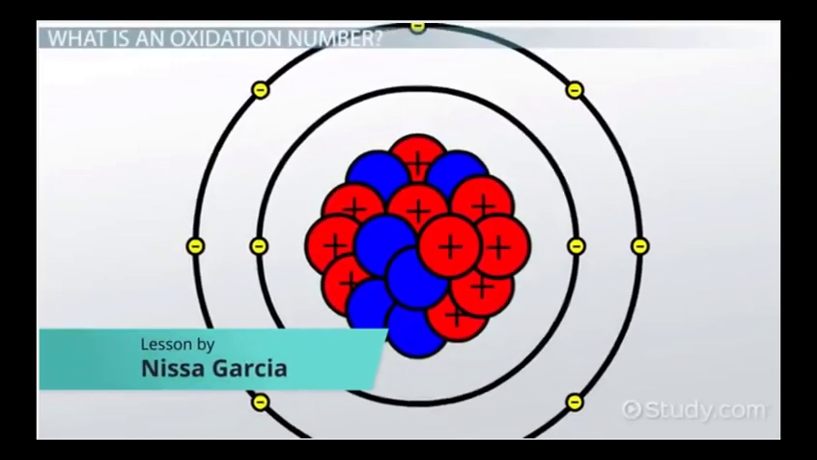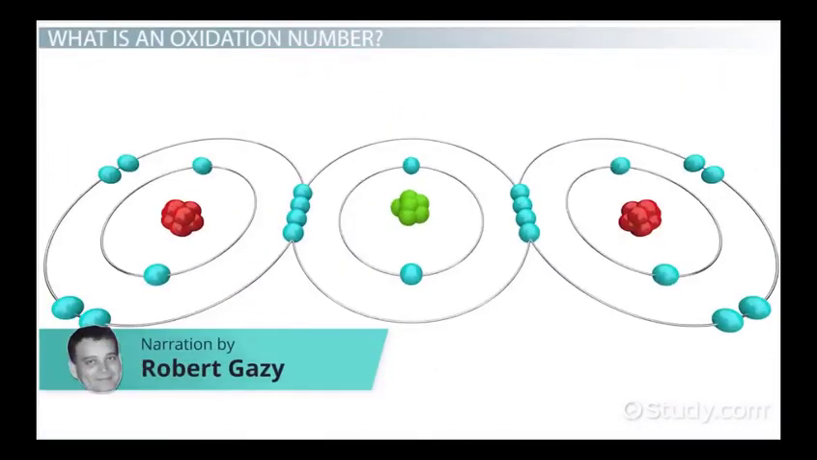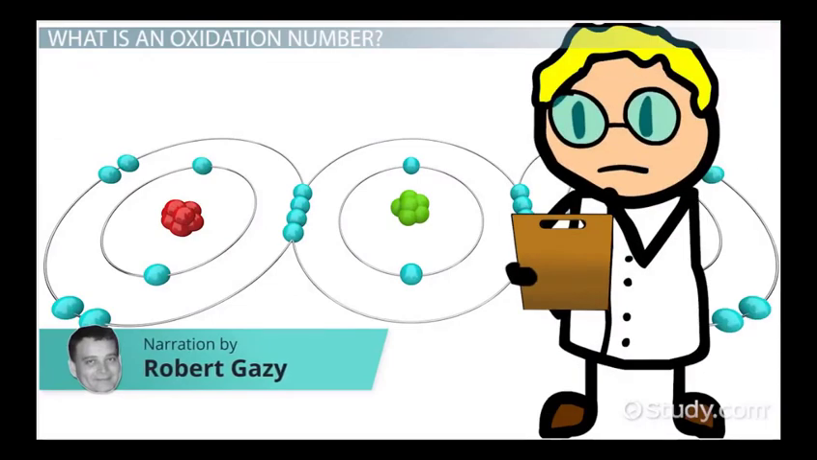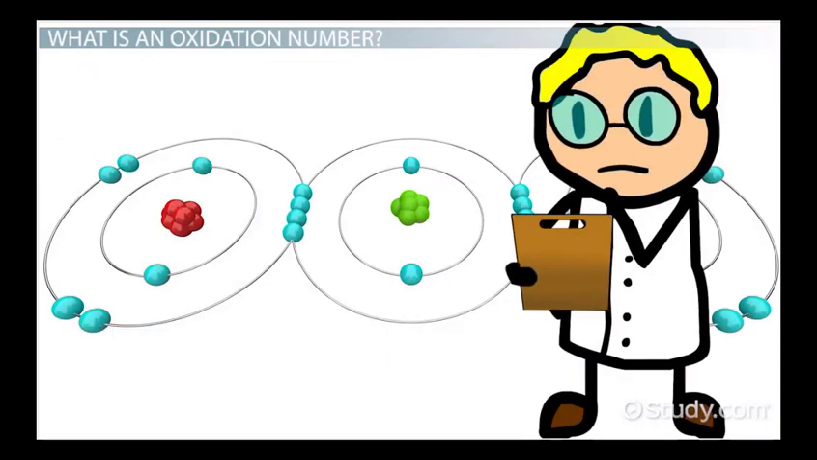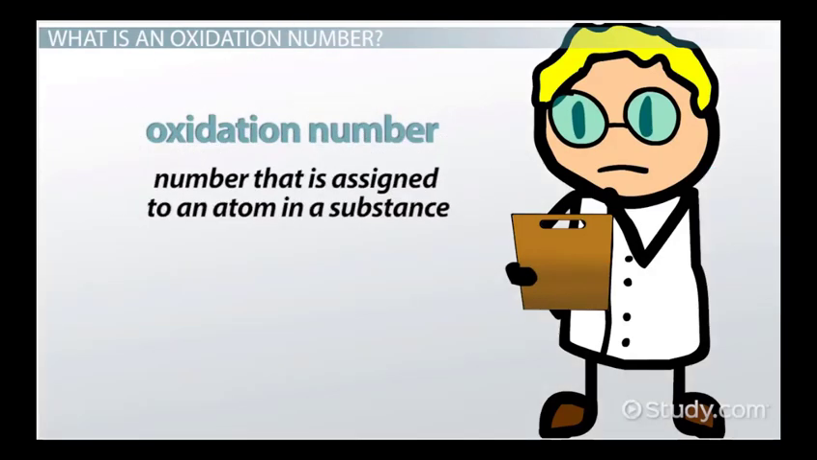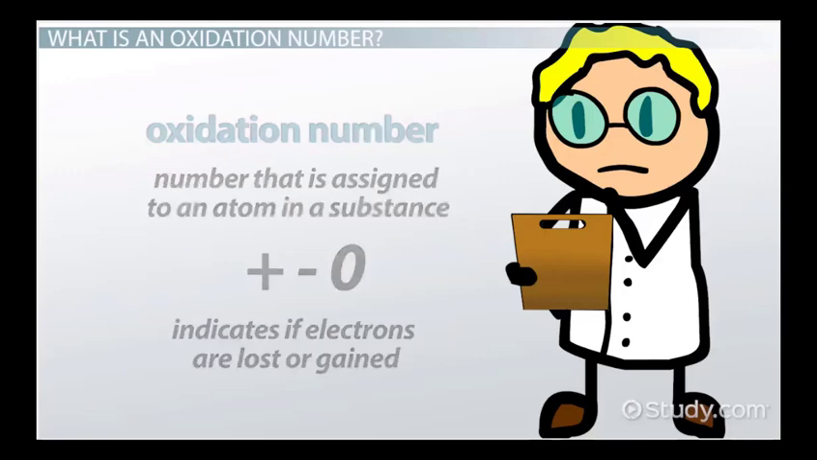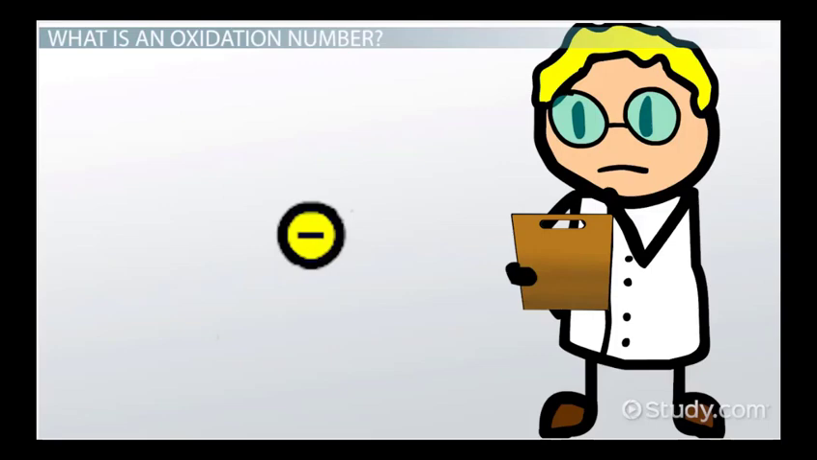It's important to know if an atom loses or gains electrons when combining with other atoms to form compounds. How do we keep track of the electrons lost or gained by an atom? We do this by looking at an atom's oxidation number. An oxidation number is a number that is assigned to an atom in a substance. The oxidation number could be positive, negative, or zero, and it indicates if electrons are lost or gained. In other words, the oxidation number is a number that helps us keep track of electrons in an atom.